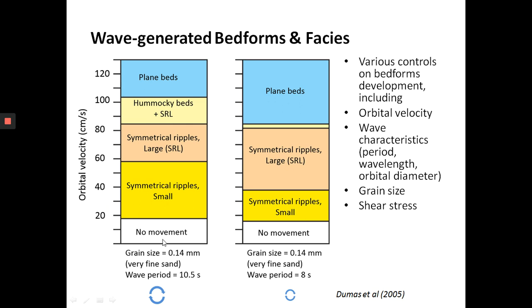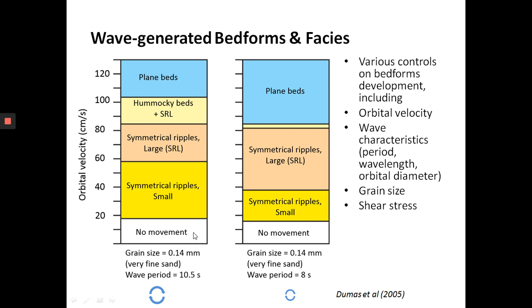Okay. Showing you two diagrams here. The grain size is the same. This is very fine sand, 0.14 millimeter in part. But the difference here is the wave period. This is 10.5 seconds. This is 8 seconds. So the size of the wave is different. Okay. But you get a general trend of bedform development with increasing orbital velocity.